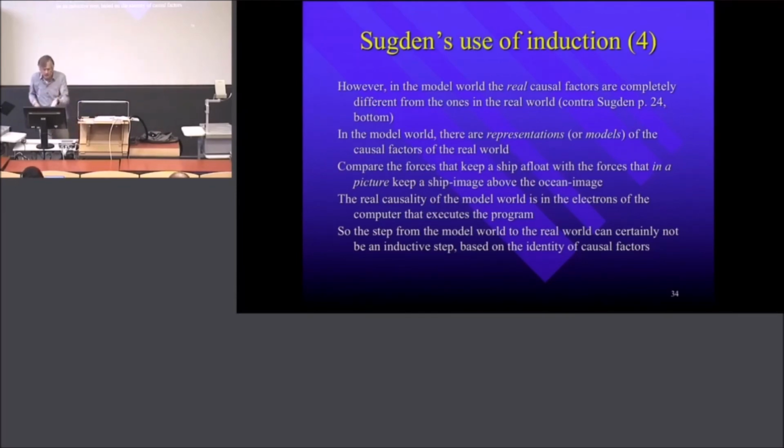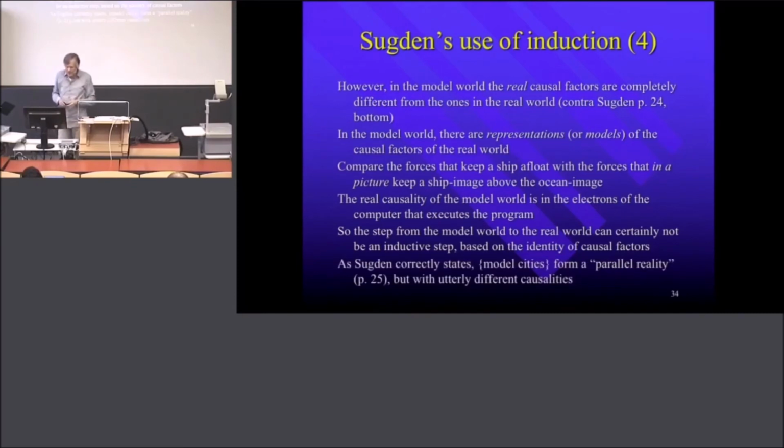And this is really the core of Sugden's argument. It's really the identity of the causal situation. And I can show you now, as he correctly states, models at least form a parallel reality, but, and this is my addition, with utterly different causalities. The causality in the model world is utterly different, although it may represent that causality, but that's something else. A representation of something is something else than the real thing.